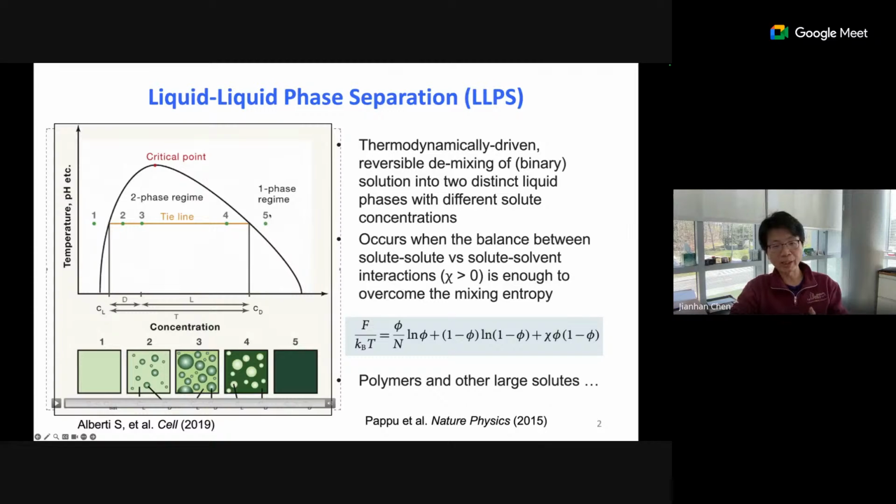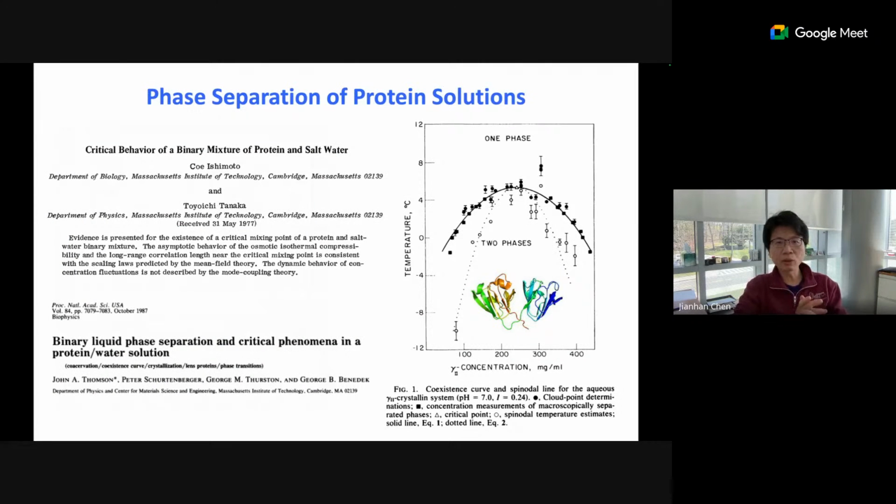Now you re-enter this one phase region where you only observe a single homogeneous but dense phase. So this kind of phenomenon is really well known. It's somewhat boring in terms of biology, but it is also well known that even protein solutions can undergo phase separation.